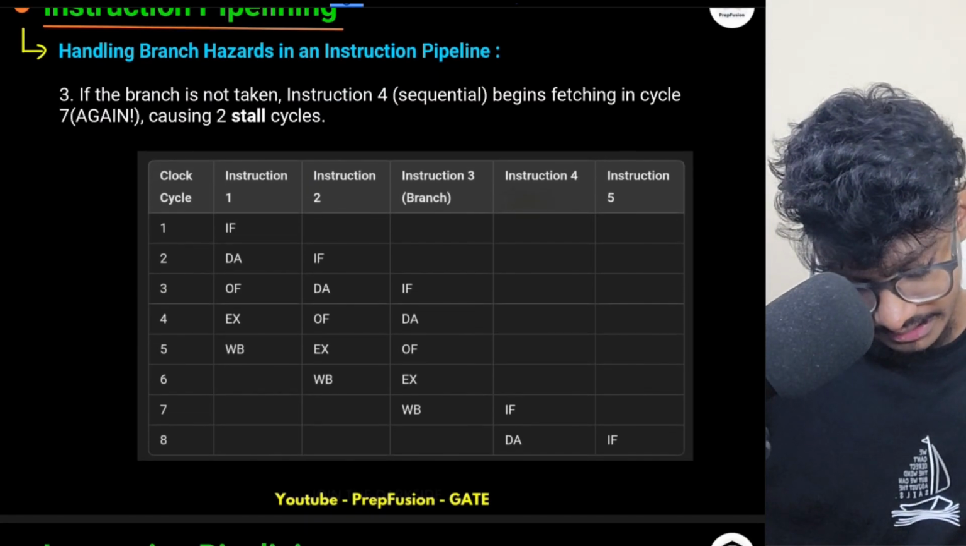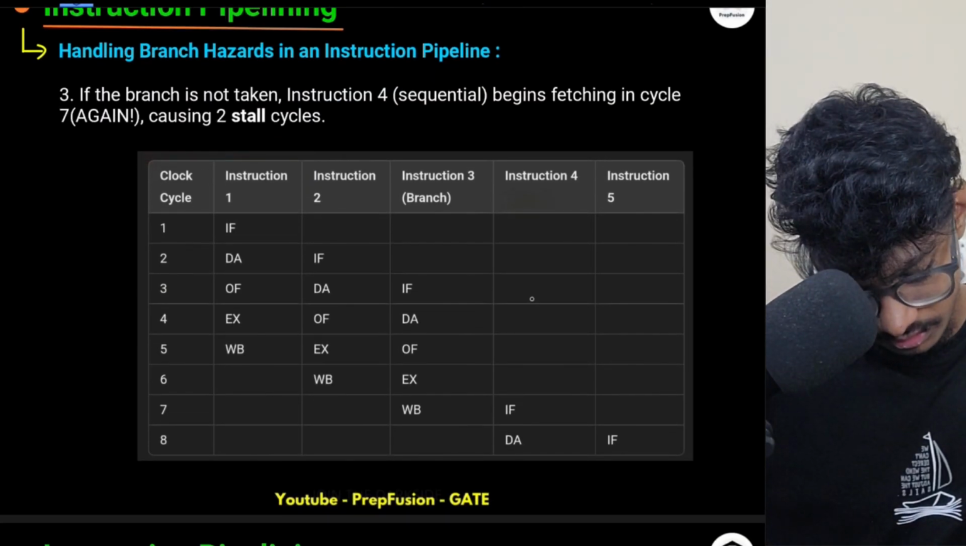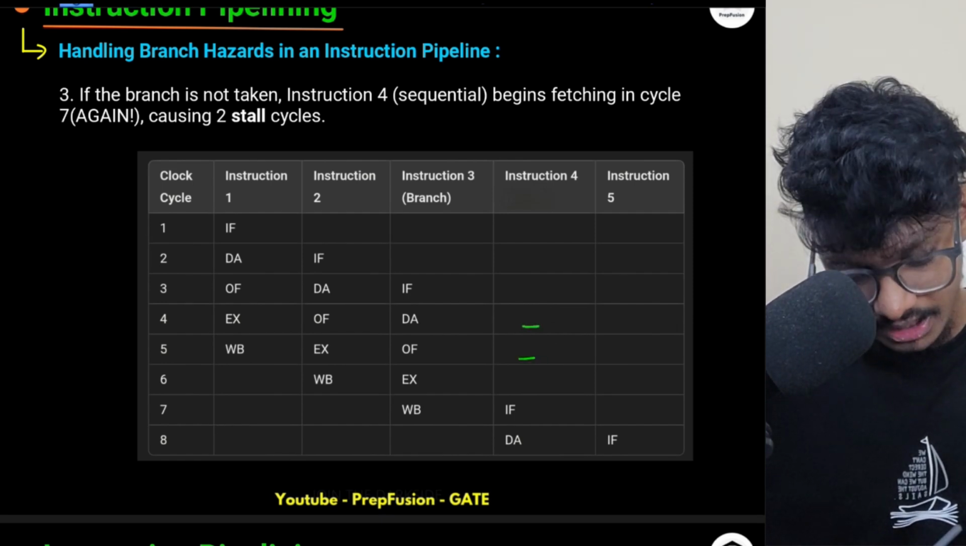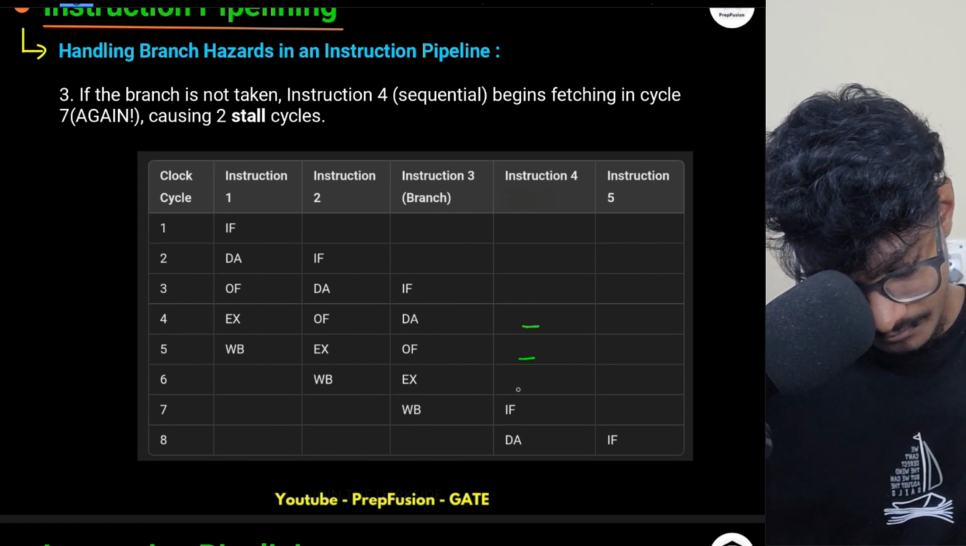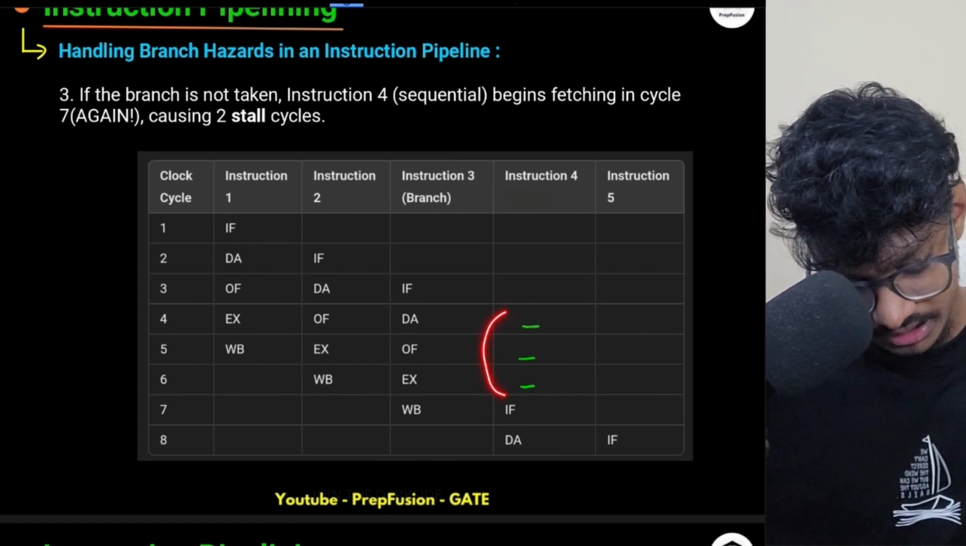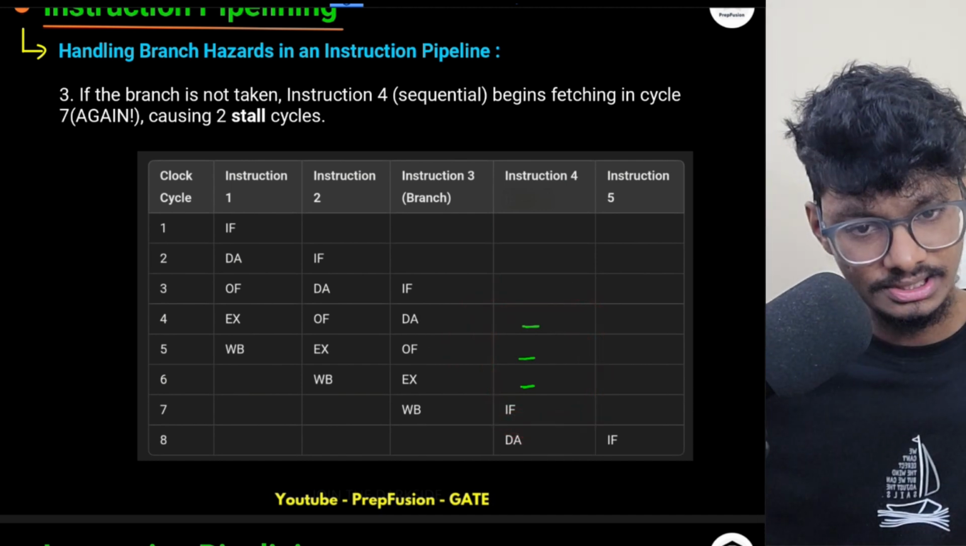If the branch is not taken, what will happen? I was supposed to do instruction fetch here, but it will be a stall cycle. Again, I was supposed to do instruction fetch here, it will be a stall cycle. So how many stall cycles will I have? Total of 3 stall cycles, right? 3 stall cycles I will have.